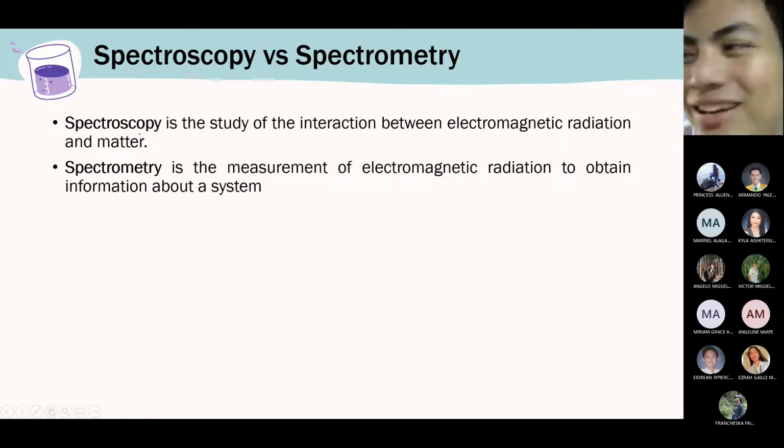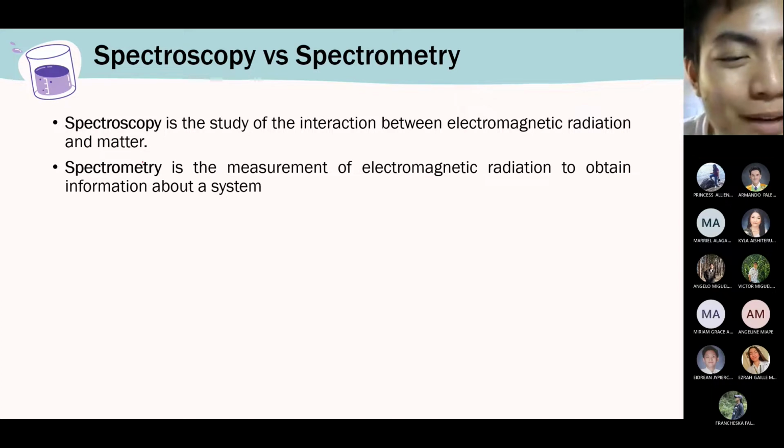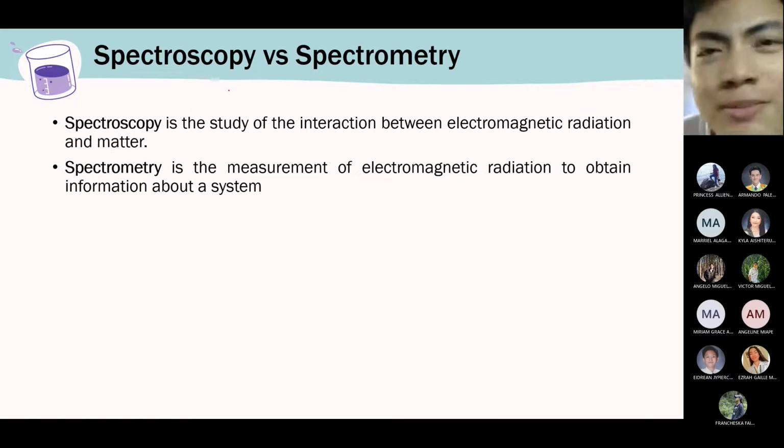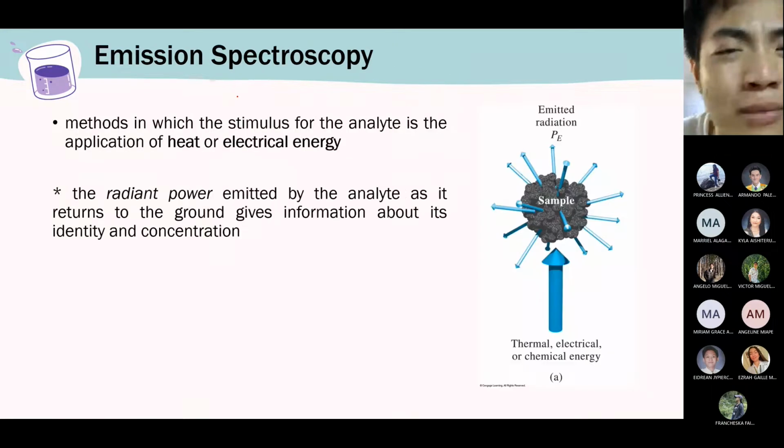Spectrometry. Sorry, I'm a bit tongue-tied because I'm stuffed up here. In spectrometry, this is the measurement of energy, or the measurement of light, to obtain information about matter. In spectroscopy and spectrometry, when there is "metry," it means there is a measurement of light that describes the matter. And there are different types of spectroscopy and spectrometry.